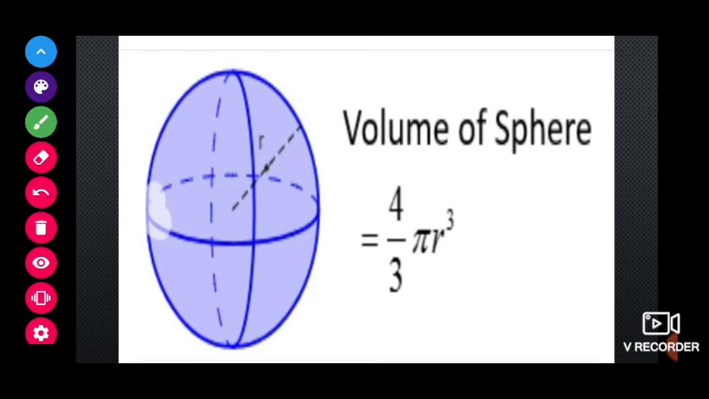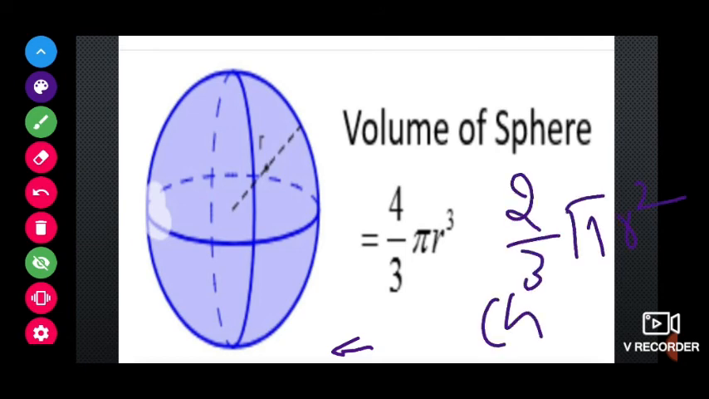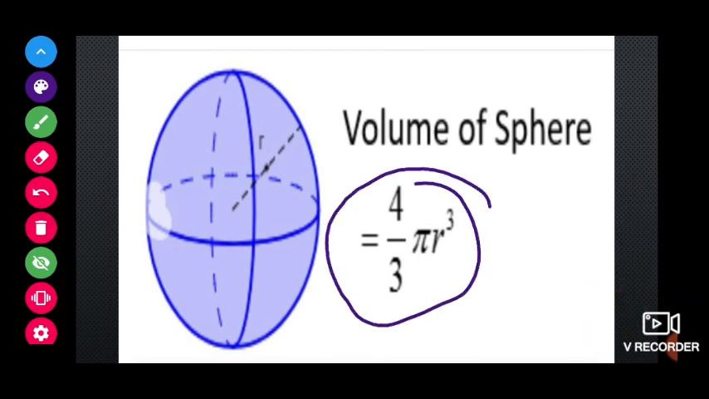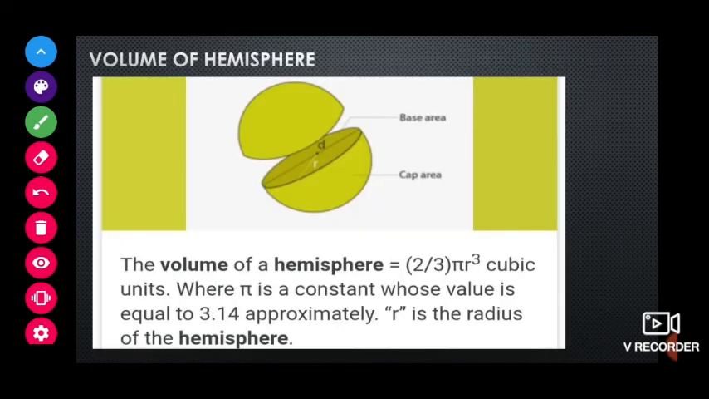So if we take the hemisphere, meaning half of that, then we will get 1 by 2 of 4 by 3 pi r cube, that is 2 by 3 pi r cube will be the hemisphere. Okay, now we will see all the sums related to the sphere. First write the formula 5 times and learn the formula, then only get into the exercise, children.